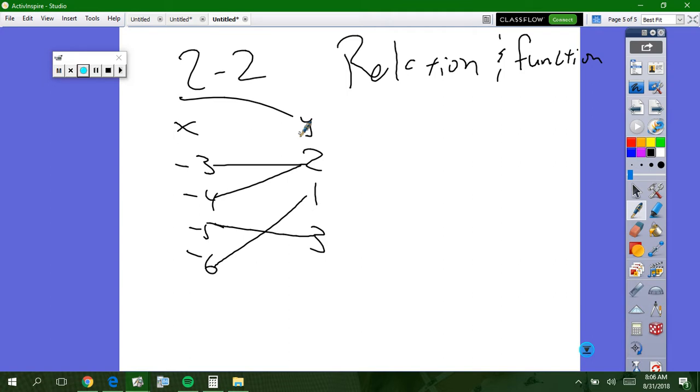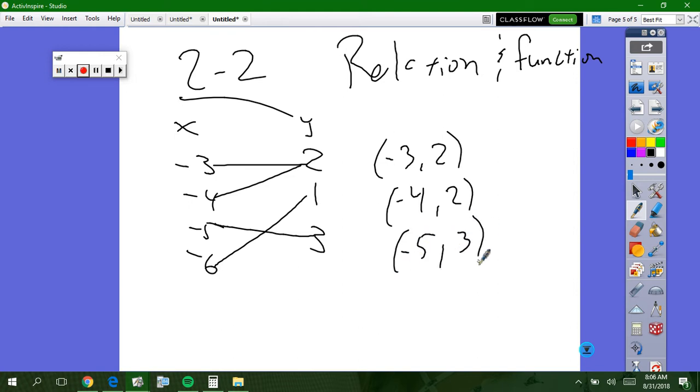Does that make sense, everybody? Give me some other points. What's another one up there? Who does -4 go to? Still 2, right? Who does -5 go with? 3. Who does -6 go with? Okay, those are just points. That's a relationship, though.